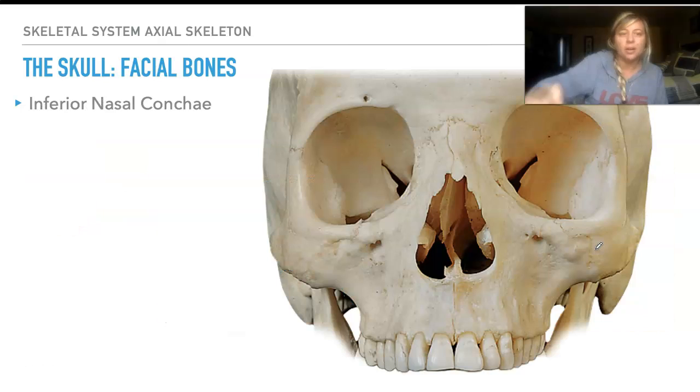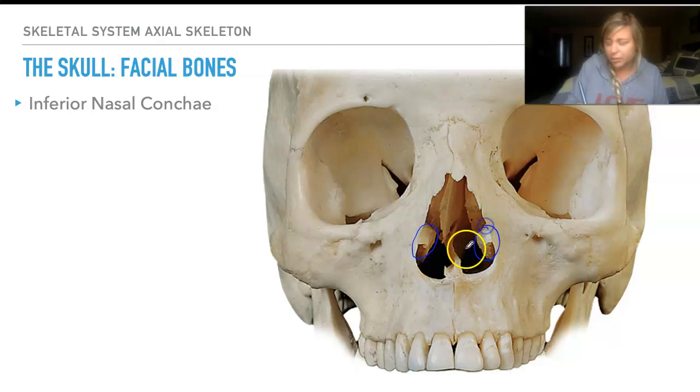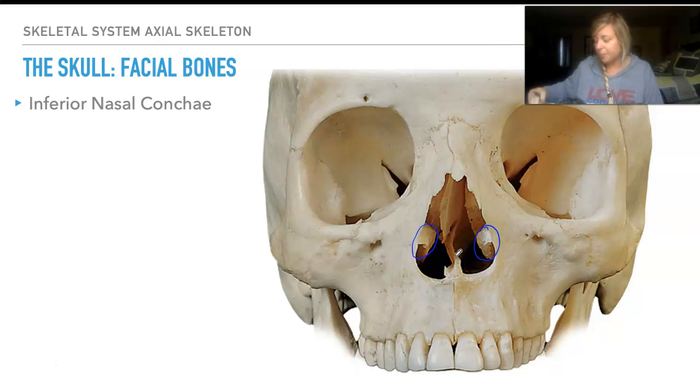Our next bones are the inferior nasal conchae. The other nasal conchae were part of the ethmoid bone, but the inferior ones are their own separate bones. So you can see one on each side if you look into the nasal cavity. They help increase surface area like the other nasal conchae. So when air goes in, it gets exposed more to be cleaned, humidified properly, and warmed before that air goes down into the lungs.